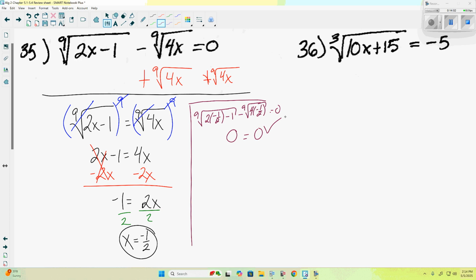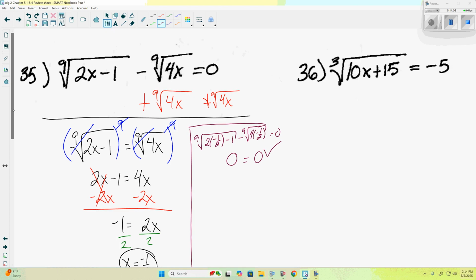Questions on this here? Questions on, well, we can go on and look at 36. So looking at 36, is there one radical? Is it by itself? Yes. So we can move on to step 2, put both sides to the nth power, and our nth power is 3. Cubed root and third power will cancel, telling us 10x plus 15 is equal to negative 125.